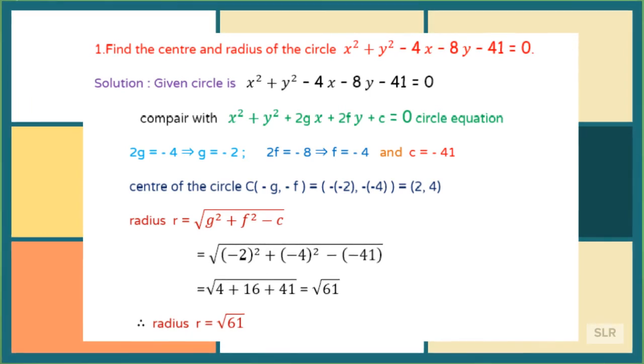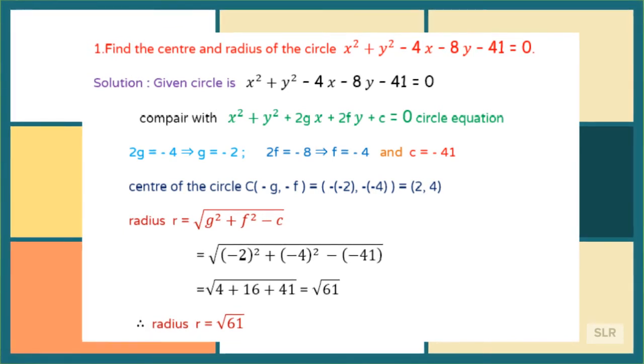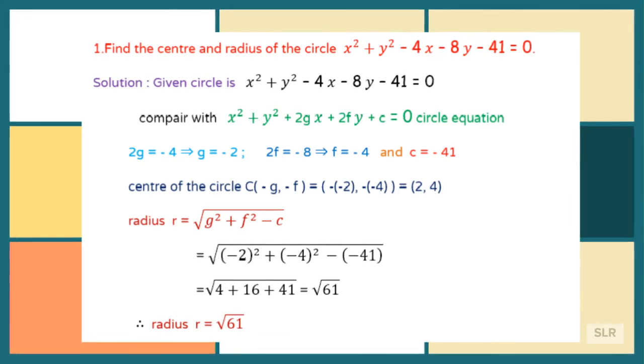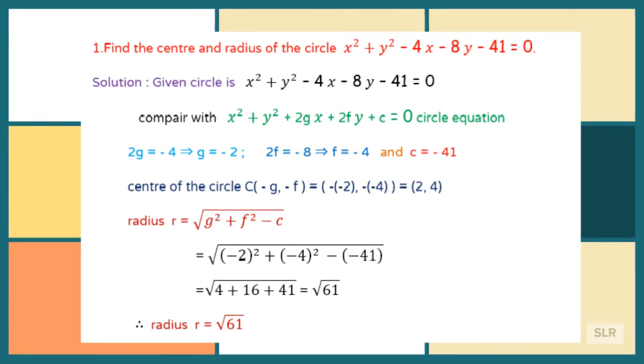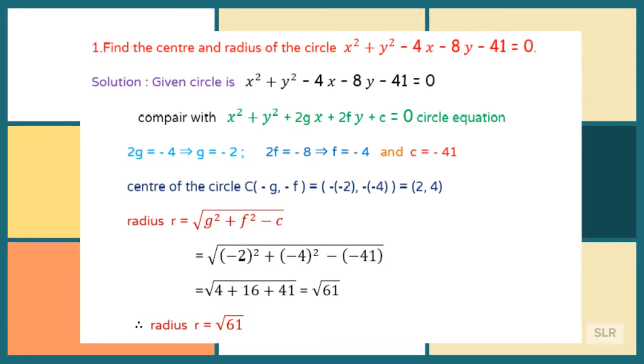Radius r = √(g² + f² - c). Put the g, f, c values: r = √((-2)² + (-4)² - (-41)). (-2)² is 4, (-4)² is 16, plus 41. Therefore, the total value is √61. Therefore, the radius of the circle is √61.